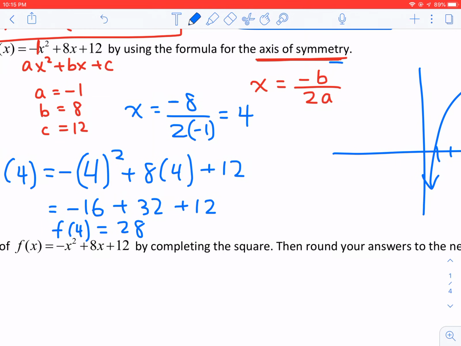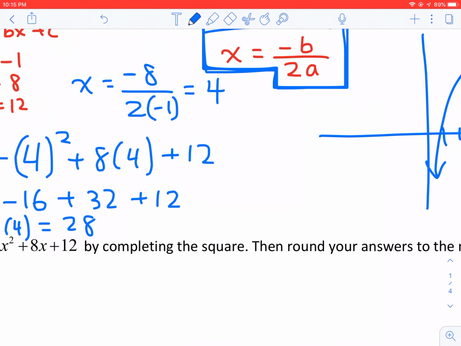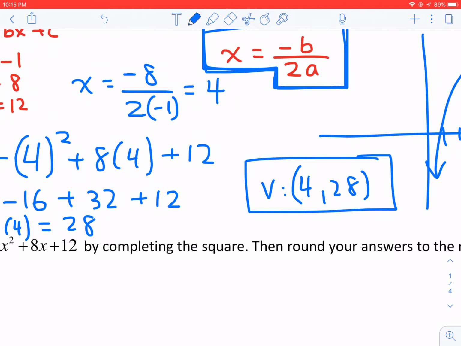In this method, we found the axis of symmetry using that formula. And we know our vertex is on the axis of symmetry at that x value. So we just plug in that x value, which we found was 4. So (4, 28). And that's the way we did it before we learned completing the square. So that was a good review.